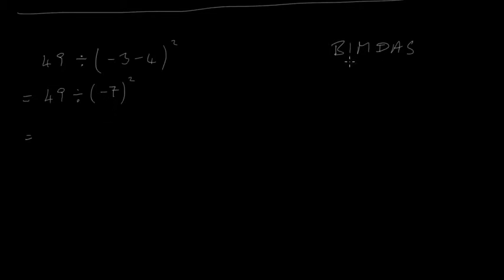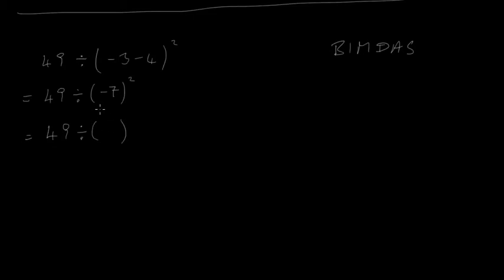I is for powers now, or indices. There is a power here. There's a 2 up here. I have to square whatever's inside this bracket. So I am going to do that. There's a 49 divided by here. I'm not going to do anything with that. So I've got to square this -7.